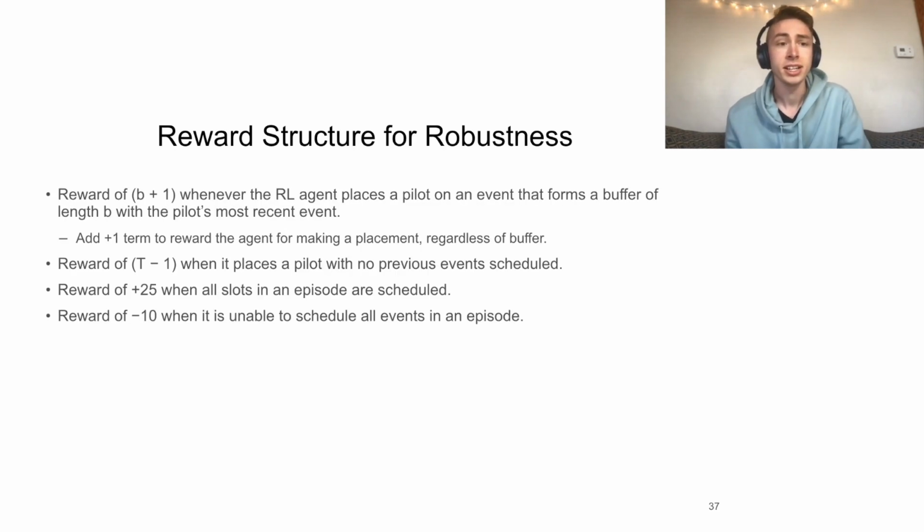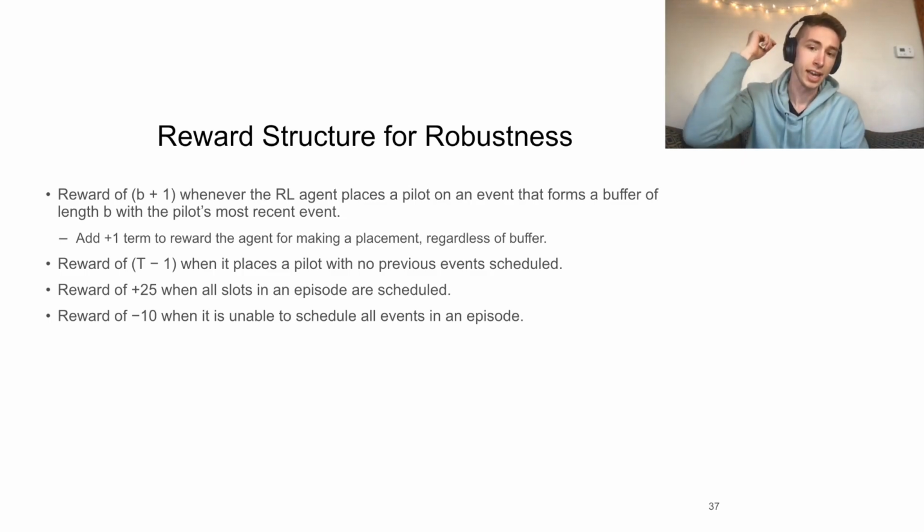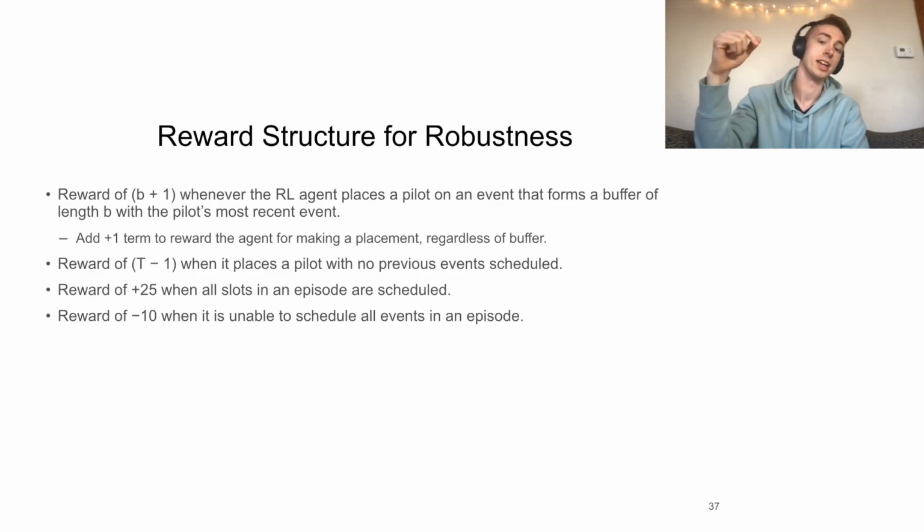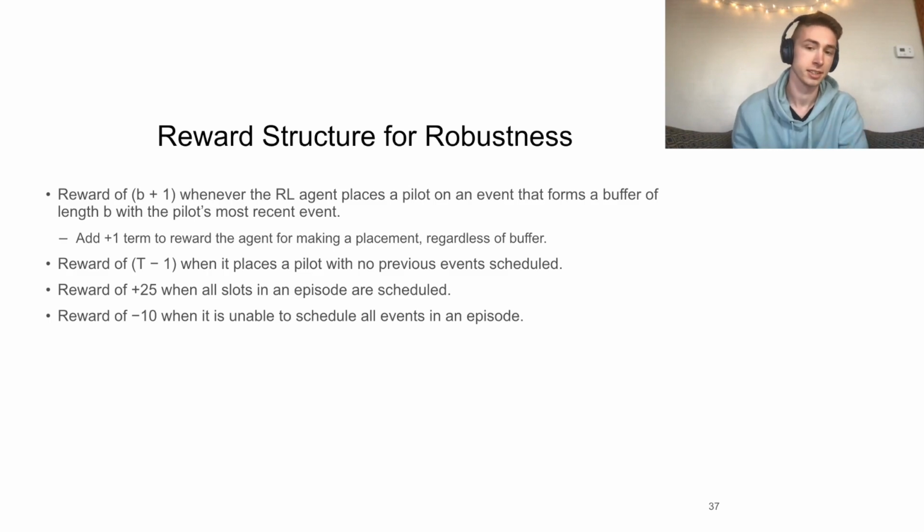Okay, now we need to talk a little bit about our reward structure for robustness for the reinforcement learning agent. We give it a reward of B plus 1 whenever it places a pilot that creates a buffer of size B with any previous flights that it's assigned to.